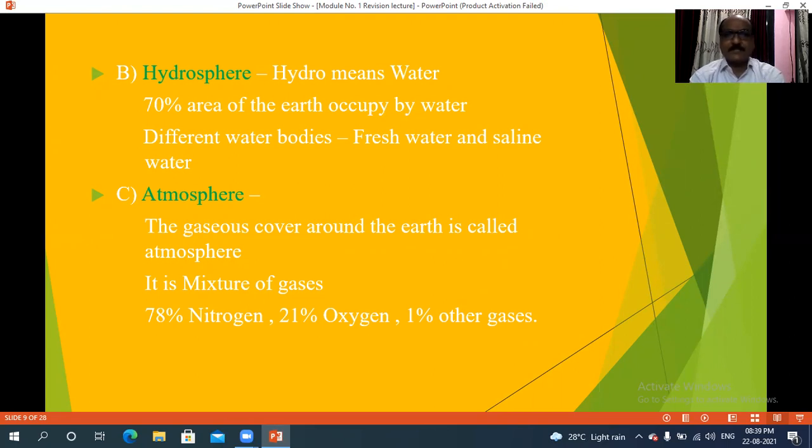Okay, 78% nitrogen is there in the atmosphere, 21% oxygen. Okay, and other gases, helium, neon, argon. So these are minor gases, their percentage is very low, that is only 1%.